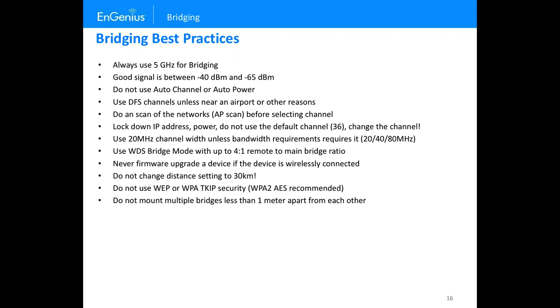Don't just leave it at auto power. Change it to whatever, between 11 up to whatever the power goes, 26, 27, accordingly. Use the DFS channels for bridging, unless you're near an airport or other reasons, or it's being used. Scan the networks again, yeah. Check to see if it's being used. Lock down the IP address.